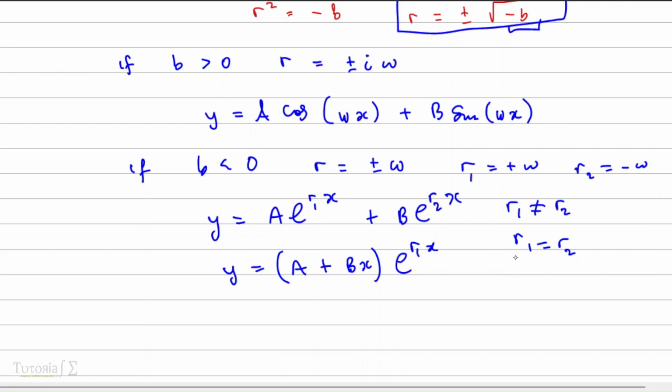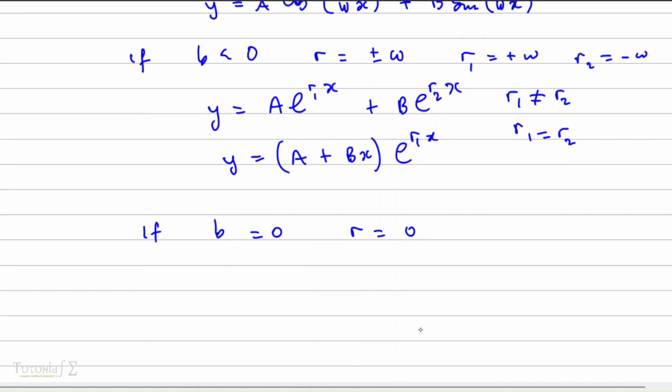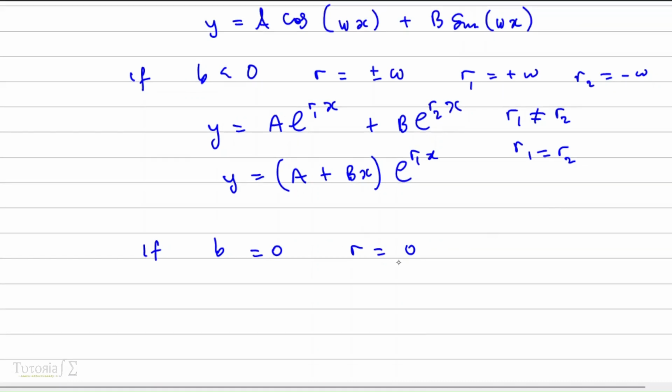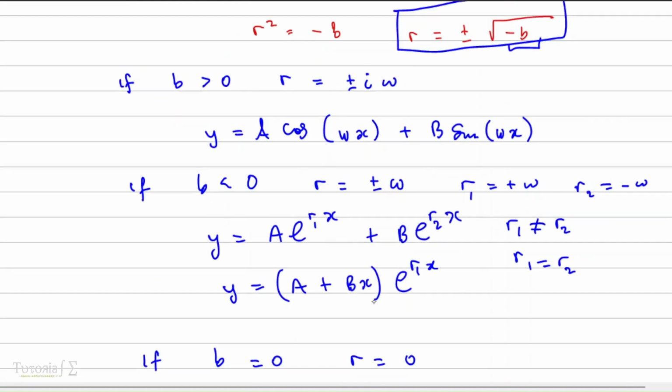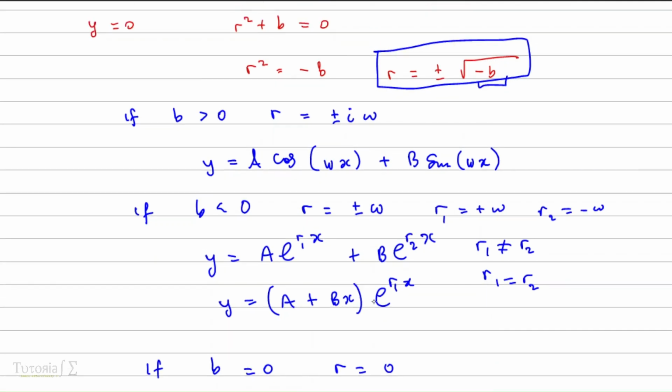Then the last case is if b is equal to 0. If b is equal to 0, the r will be equal to 0. And if r is equal to 0, the solution of y is ax plus b. So take note of these. We're going to be using these three conditions.